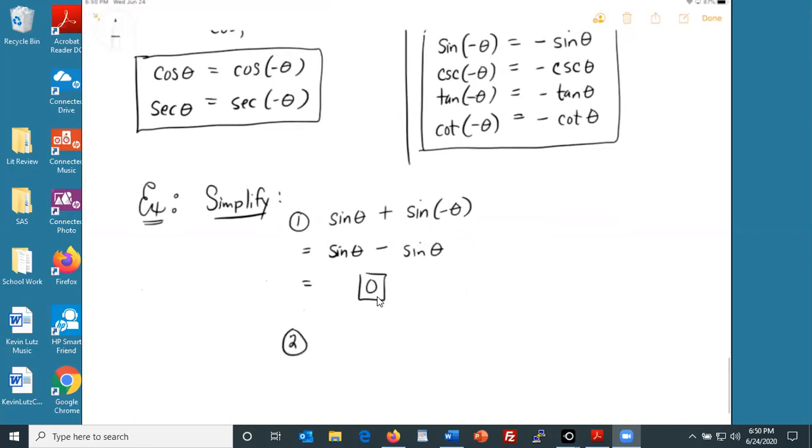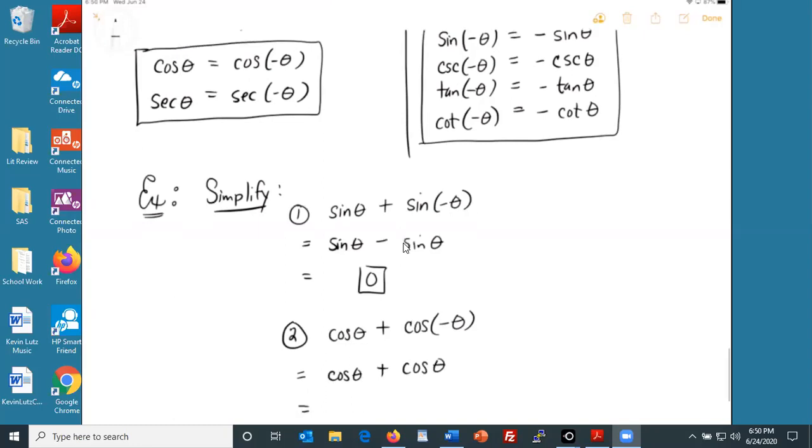All right, one more example, number 2. Let's use cosine. So cosine of theta plus cosine of negative theta. Now notice that's coming from the first set here, the evens, the even-steven functions. So hopefully the second term draws your attention. What substitution can I make for cosine of negative theta? Well, cosine of negative theta is the positive of cosine of theta. So this becomes cosine of theta plus cosine of theta.